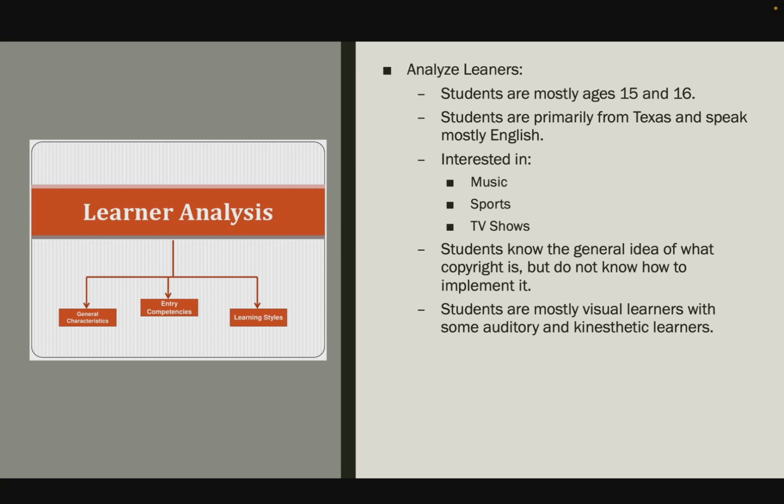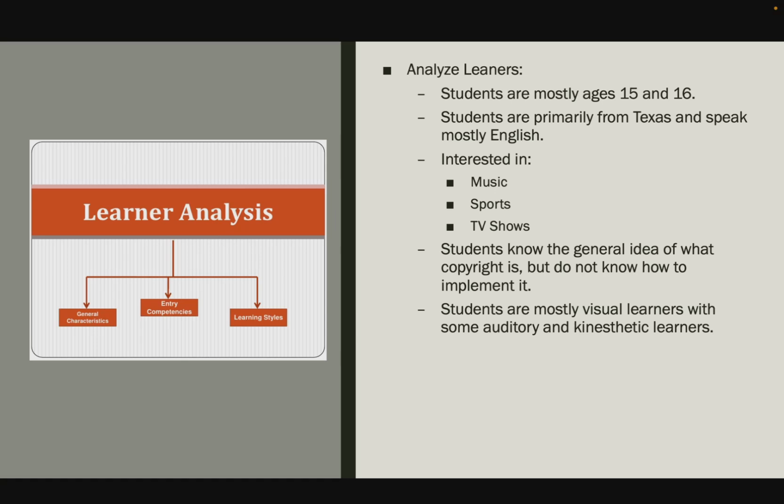So, our learners in our class are mostly ages 15 to 16 in 10th grade. Students are primarily from Texas and speak mostly English, so we don't have to worry too much about that barrier. They're interested in music and sports and TV shows right now, and so we can use this to our advantage later on when we learn how to determine what things are copyrighted, what's public domain, what's fair use.